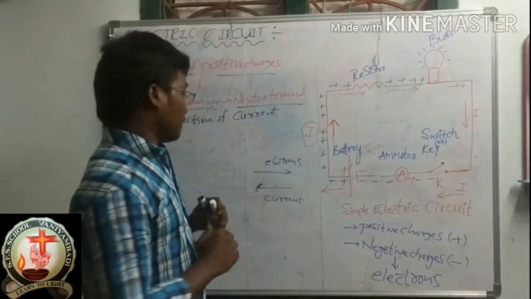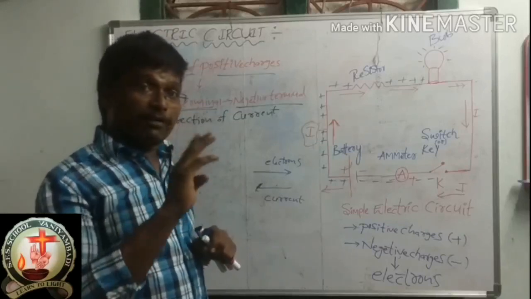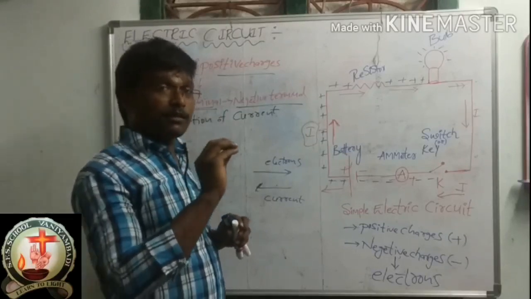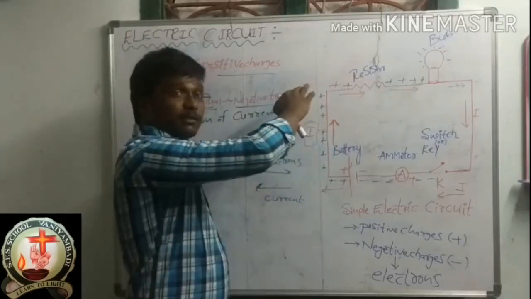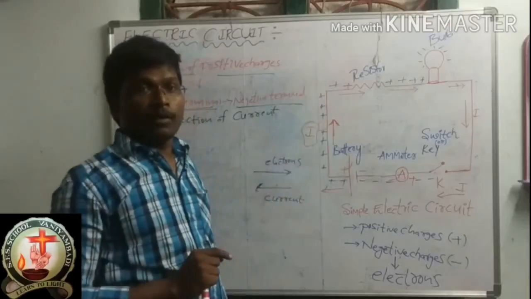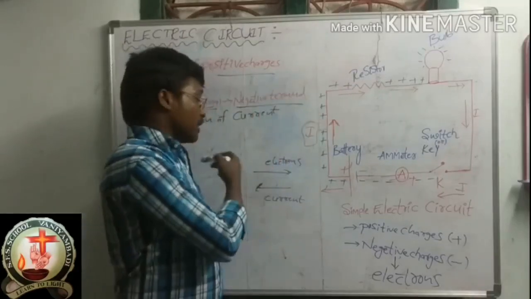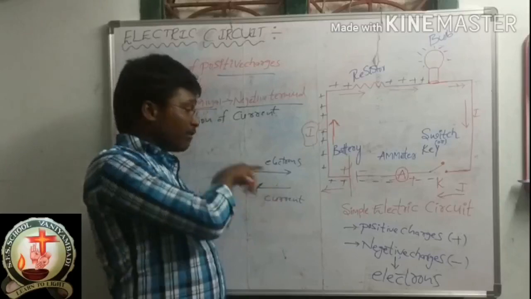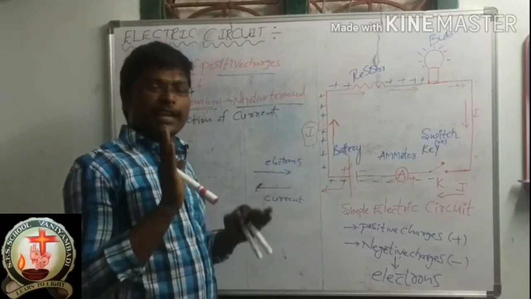Here I told you two ways. First, the direction of current always follows the flow of positive charges. Next, the direction of current is always opposite to the direction of electrons. Electrons are moving forward means current will move backward; otherwise, electrons are moving backward means current will move forward. So with these two ways, in any electrical circuit we can identify the direction of the current.